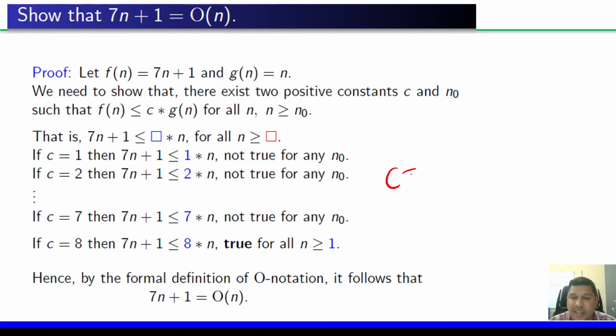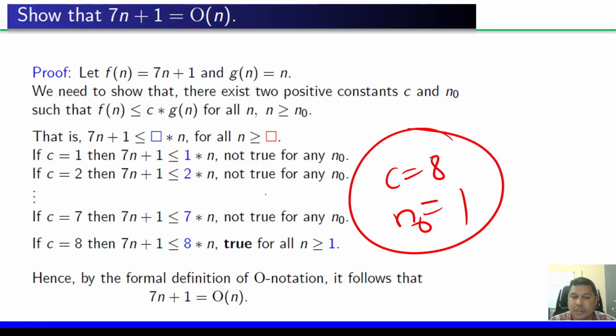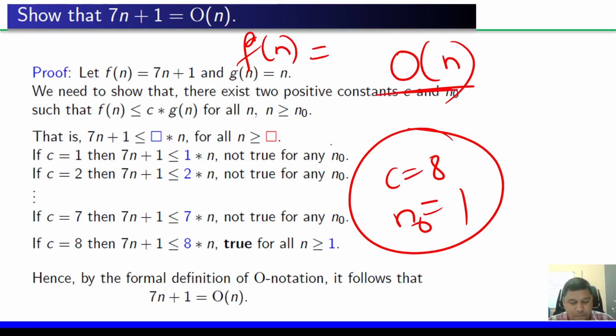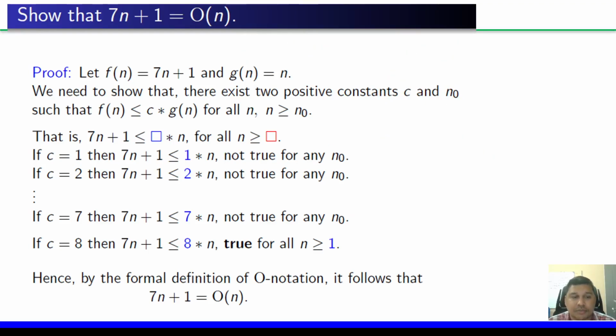So c value is 8, n naught value is 1. We have proved that for these two values, 7n plus 1 can be written as order of n. F of n can be expressed as order of g of n. Is it clear? Did you understand this?